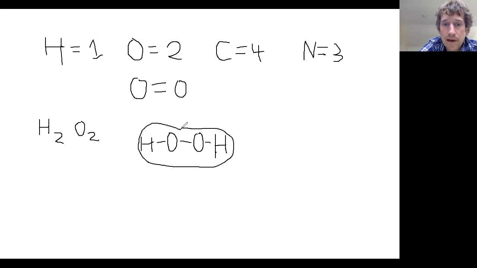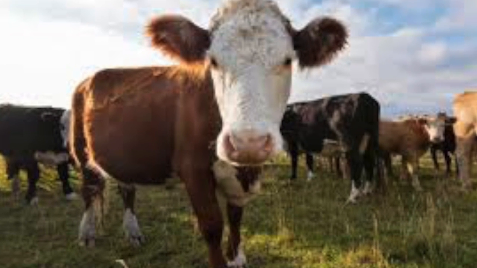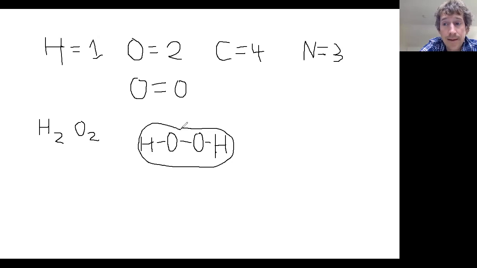And then we had methane. Yep, the cow fart one. That's my favorite one because we get to talk about cows and farting in school.